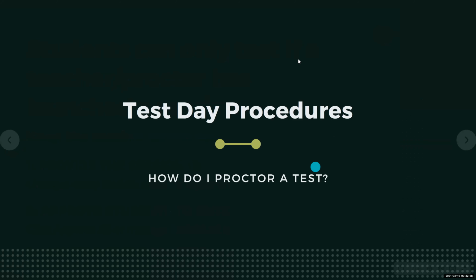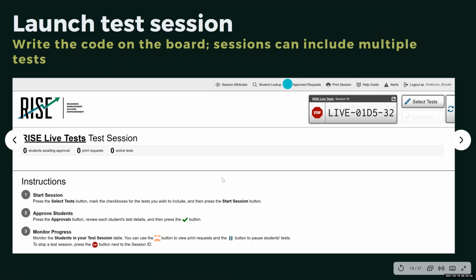So on a test day, what you should expect to do is going in, logging into that RISE test administration site. You want to launch the session first, get the code on the board, and the session can include multiple tests. You see there's a select test button right here. So if I'm testing and a student walks in from my neighboring class and says, I didn't finish my test, can I finish with you guys? Of course, I can just select the test, launch it, and they can use the same session code we're already using to log in. So that makes makeup testing really easy.